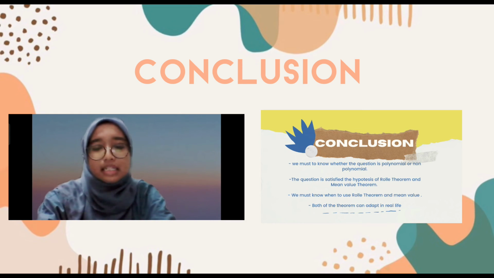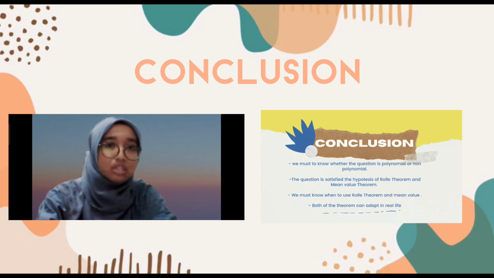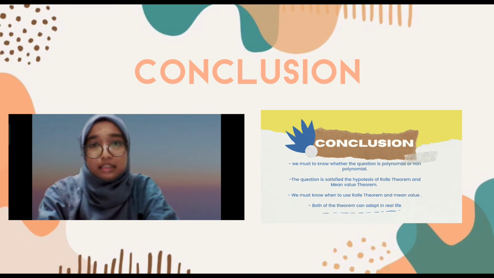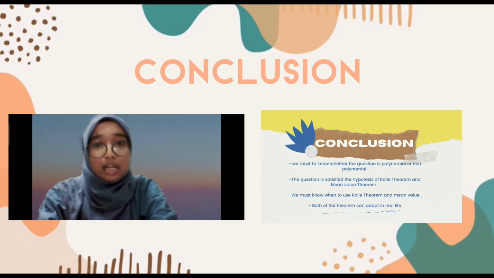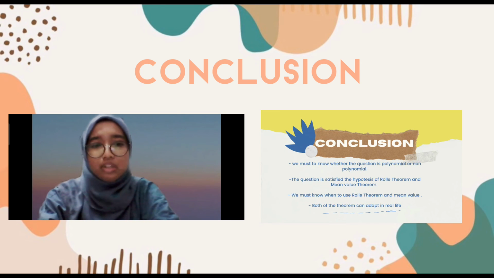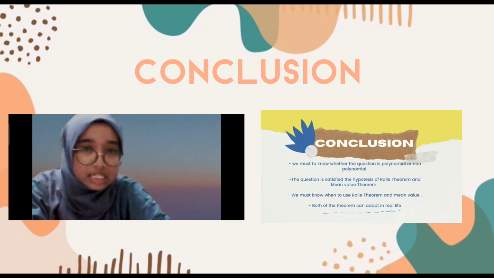The same goes for the second problem statement in mean value theorem, where we replace f(x) with the interval 1 and 3, and the answer is 2. So I also conclude that the question satisfies the mean value theorem. We know that if f is a continuous function on the closed interval [a, b] and differentiable on the open interval (a, b), then there exists a point c in (a, b).